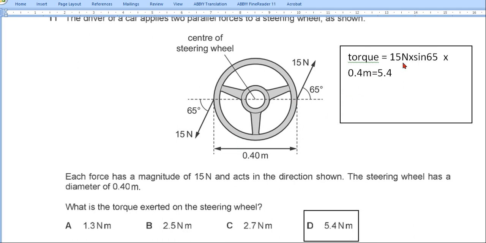So torque equals 15 sine 60 multiplied by the distance between the forces. So we get 4.5, answer D.